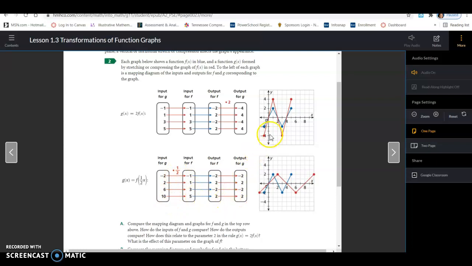So you can see how this stretches the y's, and this changes how long it is on your x.